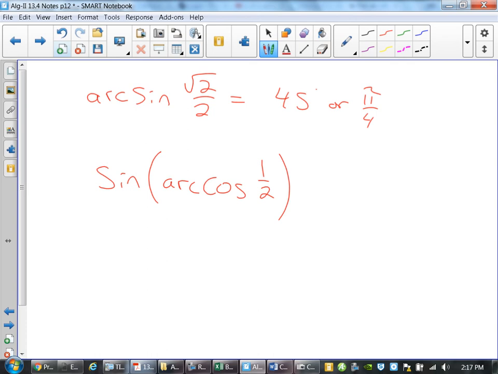What is the sine of the arc cosine of a half? 30 degrees. You don't get a calculator for this. Think about order of operations. Order of operations tells you to go where first? Parentheses. Okay, what angle has the cosine of a half? 30.